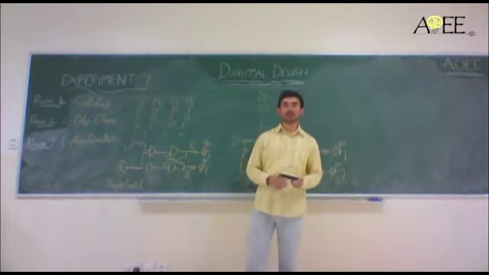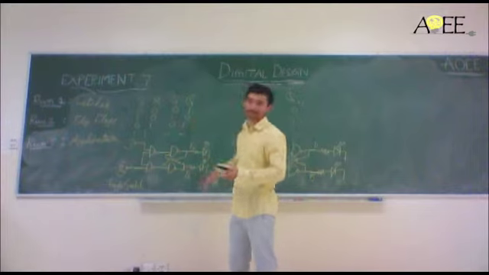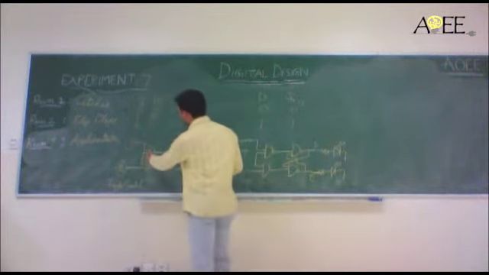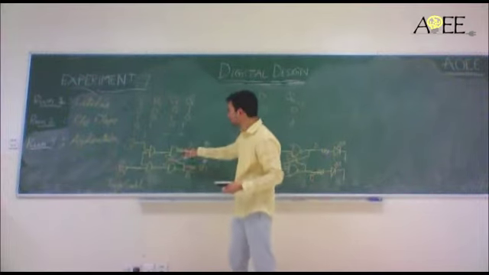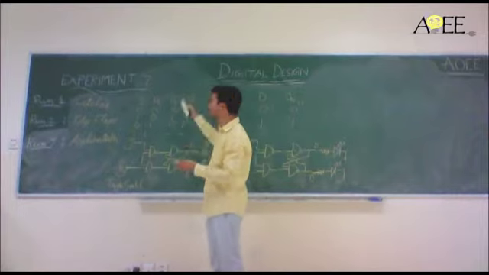This is the seventh experiment of digital design. We start with what are latches and flip-flops, starting with what is an SR latch. SR latch: these are toggle switches and NAND gates that we use to make the circuit. Now, how does the truth table work?